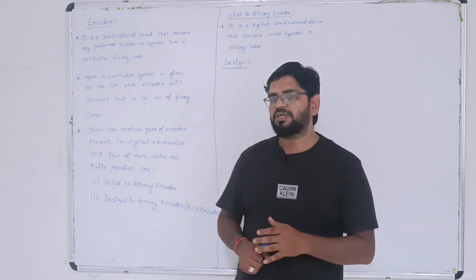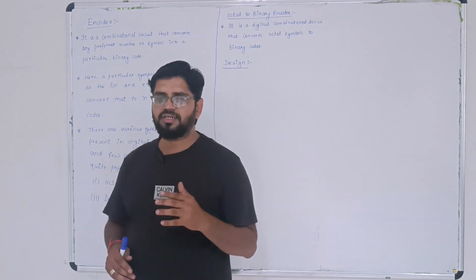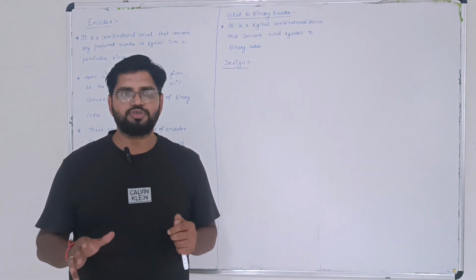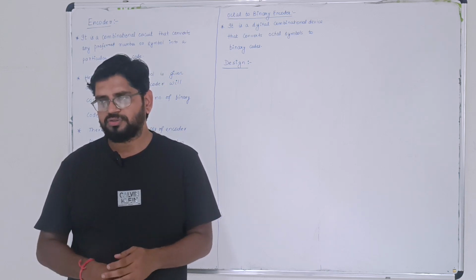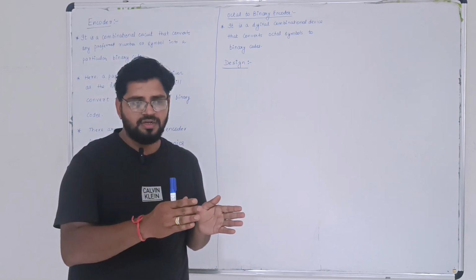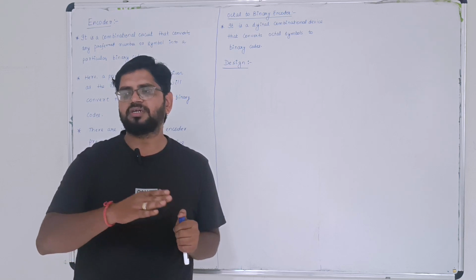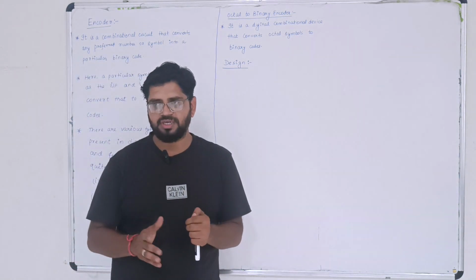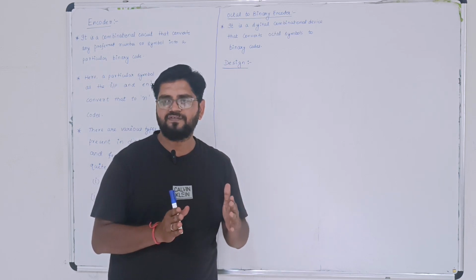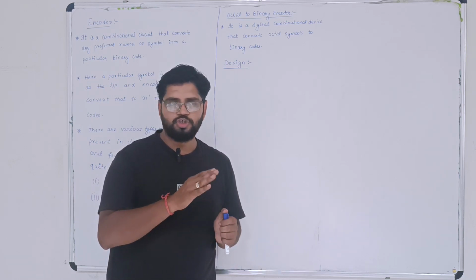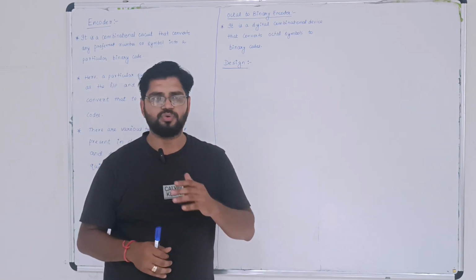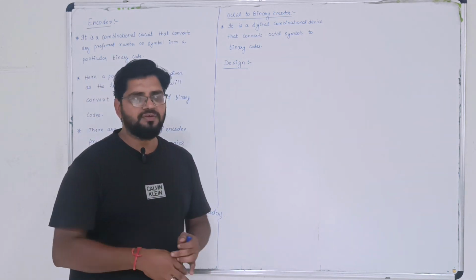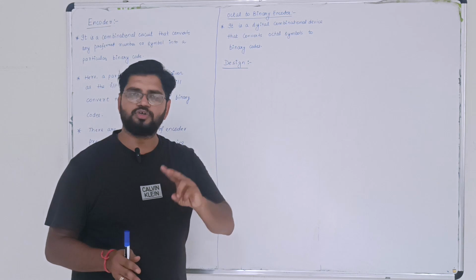But whenever we are talking about digital electronics, you have to think that binary numbers are going to play the vital role. So any kind of numbers or symbols has to be converted into binary codes. The device which does this work, converting any kind of numbers or symbols to binary codes, is known as an encoder. When we go for the definition of encoder, you have to remember two concepts.